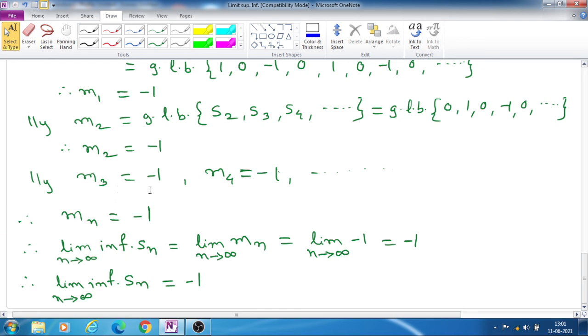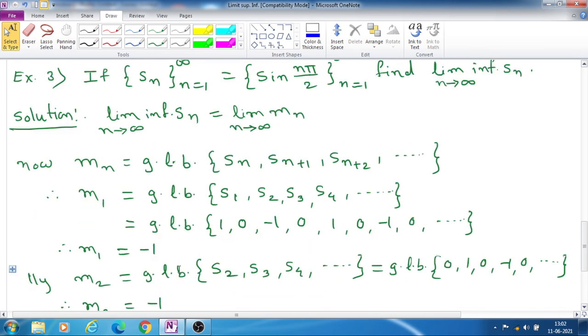Similarly, m3 is also minus 1, m4 is also minus 1. Therefore generally mn is equal to minus 1. Therefore limit of mn is also equal to limit of minus 1, which is equal to minus 1. Therefore limit infimum of Sn is equal to minus 1. So both the limits, limit infimum and limit supremum, we have calculated here.